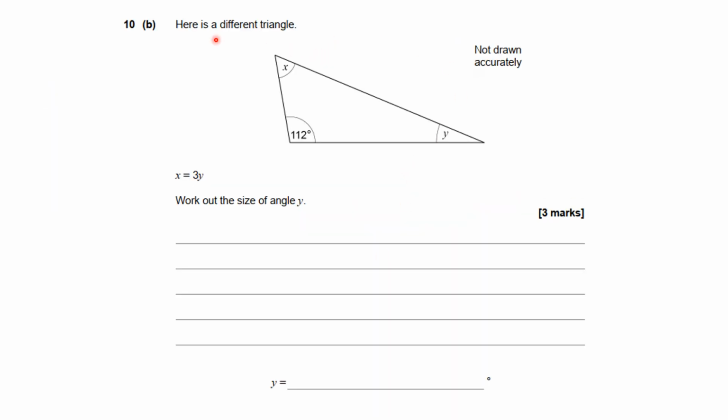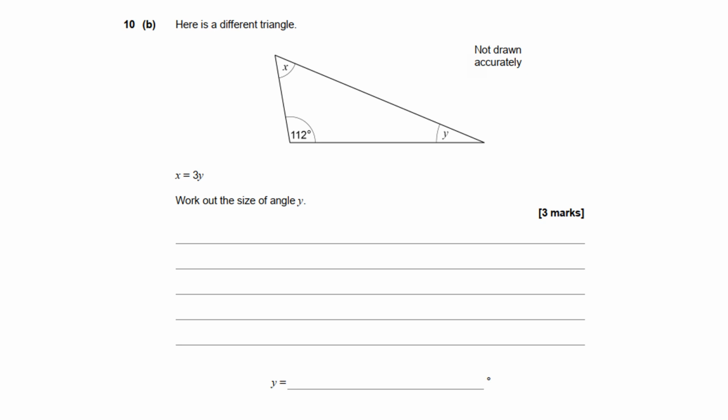Okay, so this is actually part B to question 10, so we're not on to question 11 yet. It says here's a different triangle, and it's not drawn accurately, so we can't trust how the picture looks. And it says that x equals 3 lots of y, and to work out the size of angle y. So how do we do this? Well, we need to remember some facts about triangles. And what do we know about triangles?